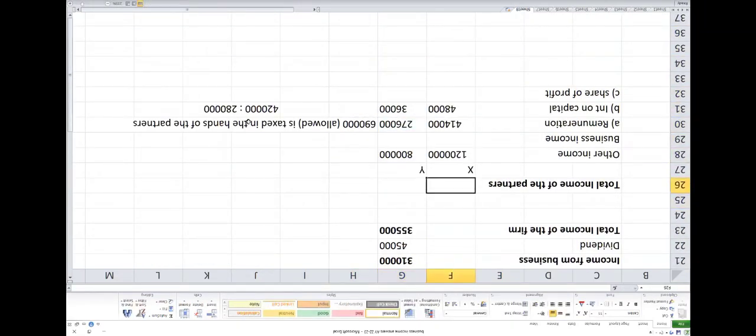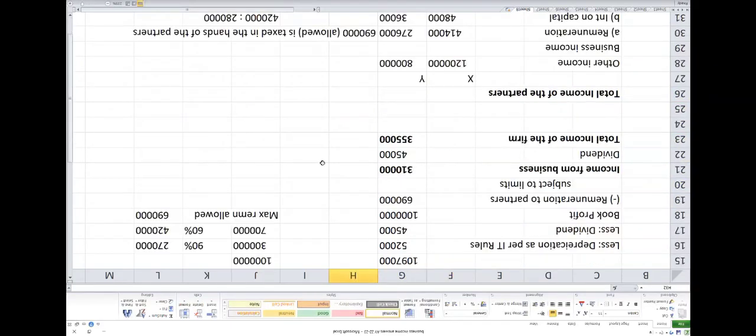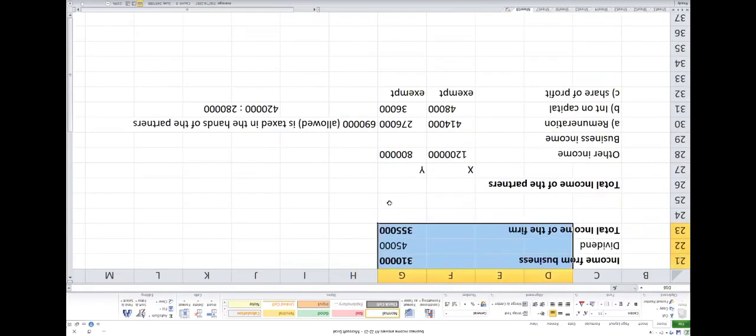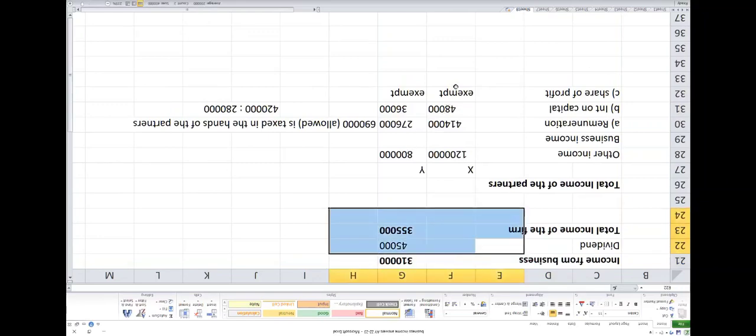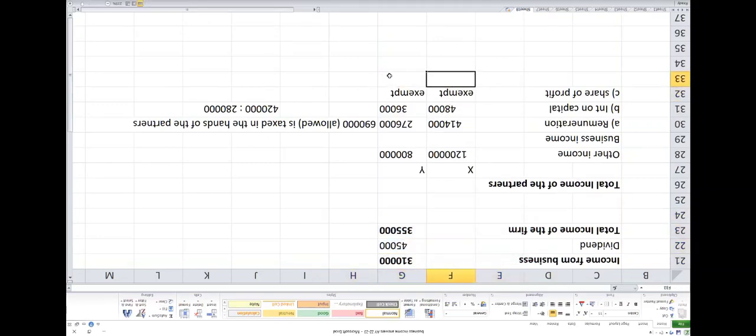Then the share of profit is exempt, because the firm will pay the tax on its total income, so it will not be taxed again. Salary is taxed, interest is taxed, but the profit share, on which the firm has already paid tax, will not be included again in the individual income of the partner. The exemption is under section 10(2)(a). So the total income of the partner is this. That's all.